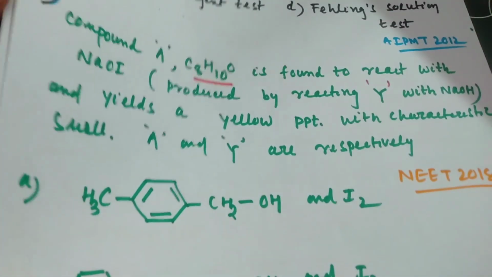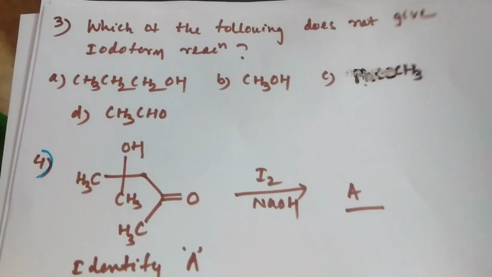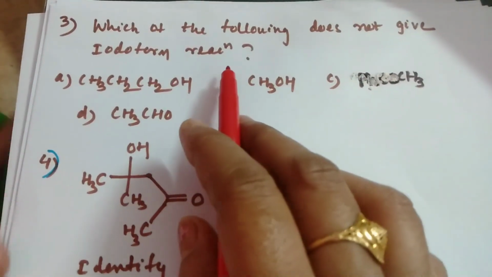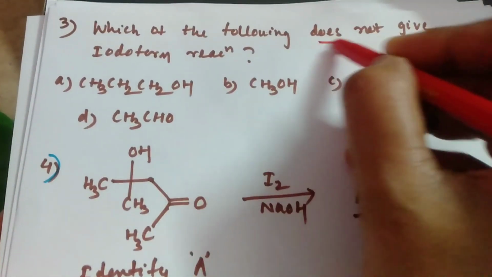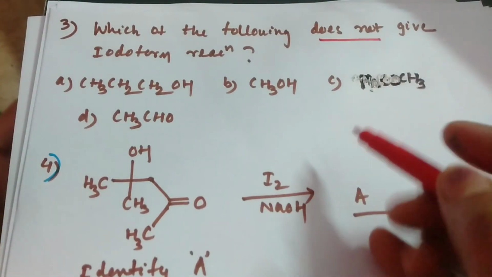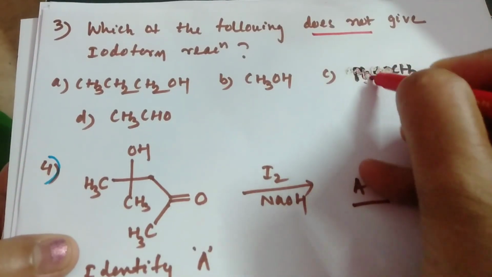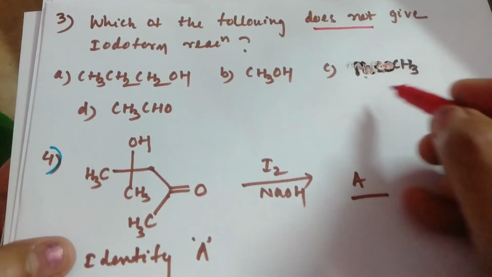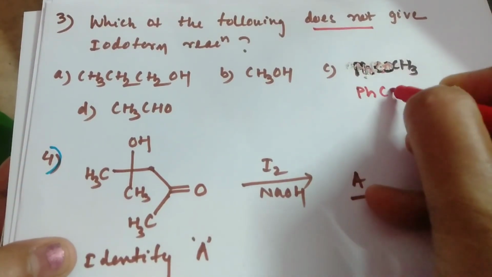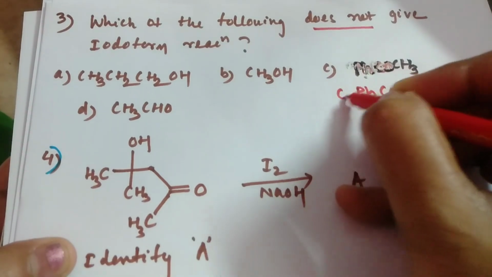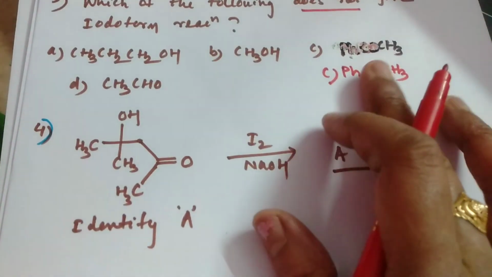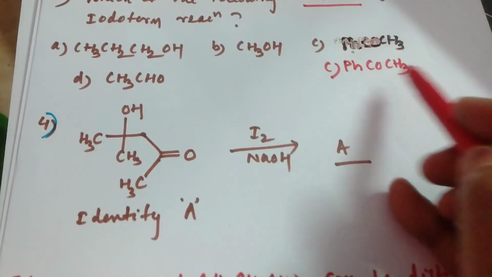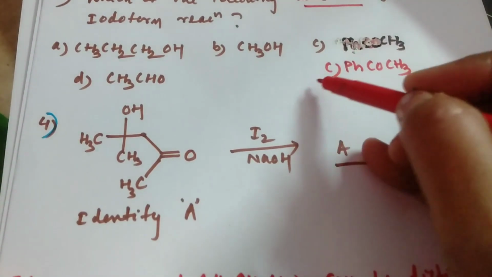Next is, see here, which of the following does not give iodoform reaction? Does not give, see the question. Now this one is phenyl, acetophenone, PhCOCH3. This is the C option. So acetophenone, yes, the carbonyl group is directly attached to the methyl group, so this will give.